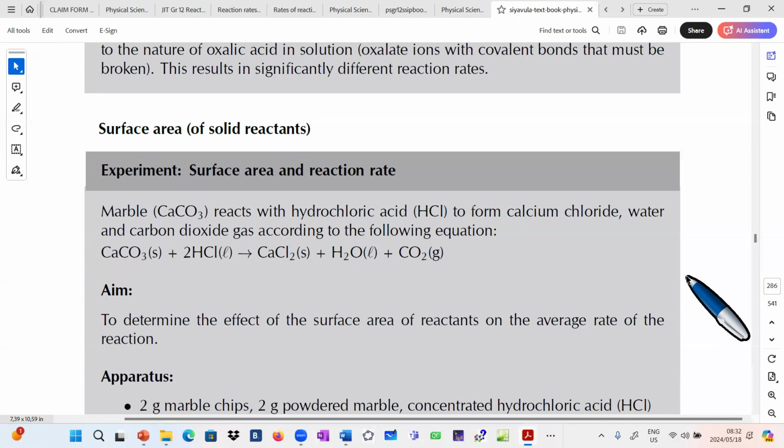At this point, we understand that marble reacts with HCl, and when it does, it forms three products. What are the three products? Calcium carbonate and HCl form calcium chloride, water, and carbon dioxide gas. Just look at that chemical reaction, which we need to understand very well.